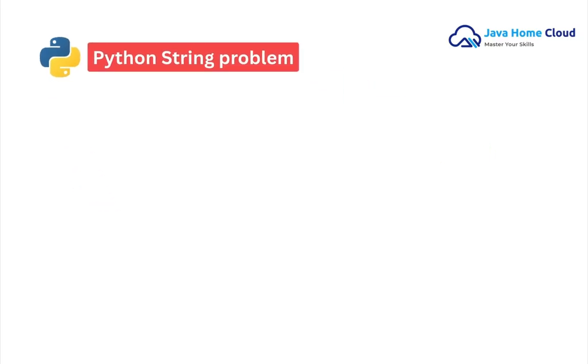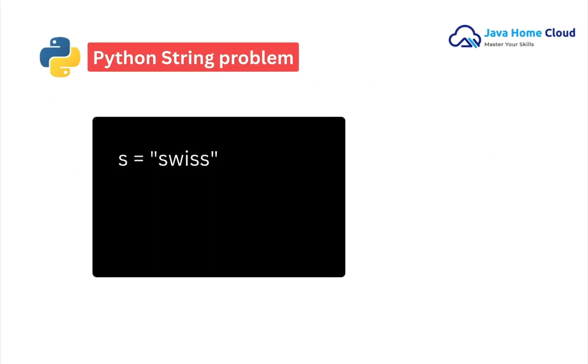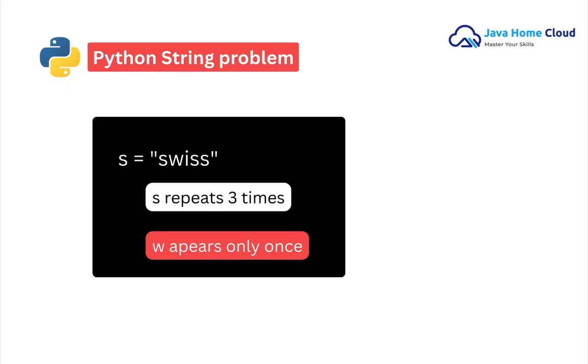Here is the challenge. You have a string like Swiss. We want to find the first character that appears only once. In Swiss, S repeats, but W appears once. So the answer is W.